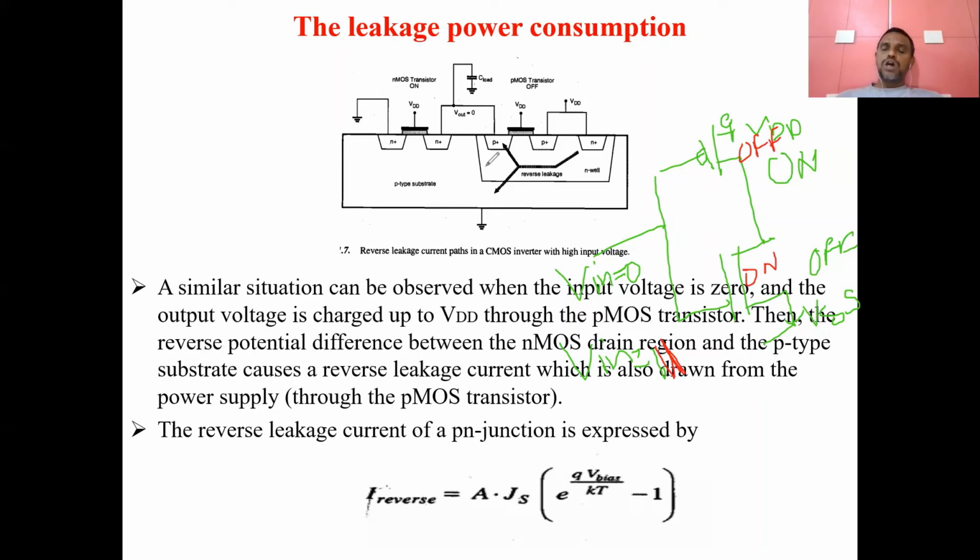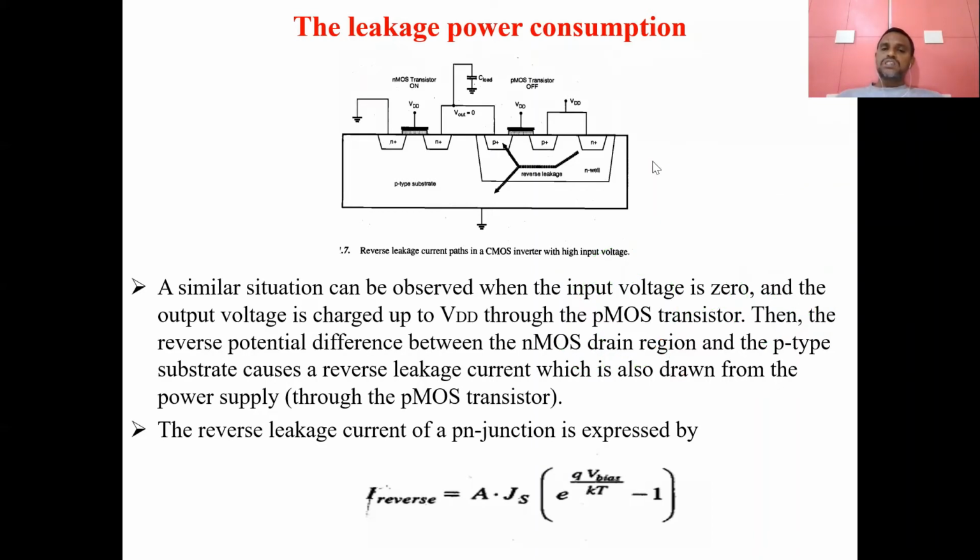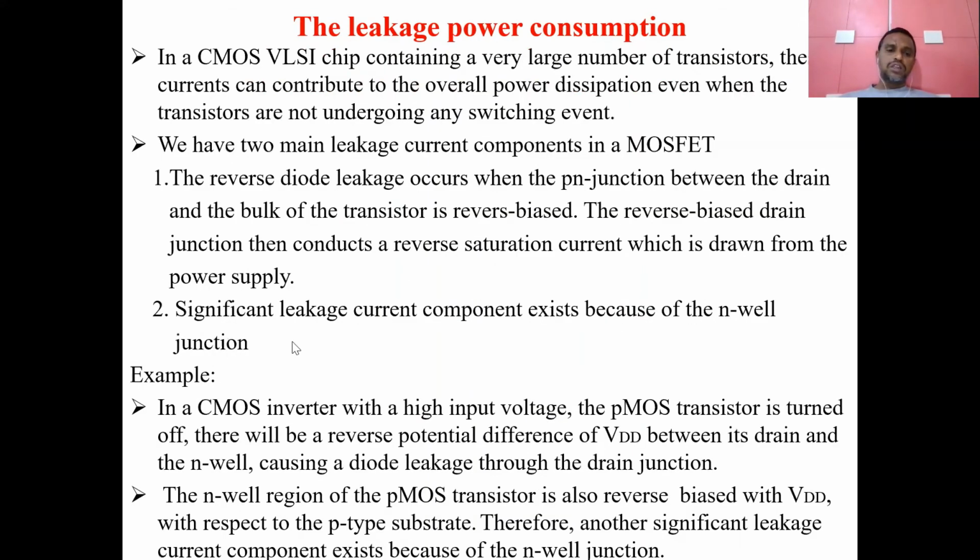So this is about how the reverse leakage current flows in CMOS inverter circuits or CMOS gates. That is what I have given in these two points. In a CMOS inverter with a high input voltage, the PMOS transistor is turned off. There will be a reverse potential difference of VDD between its drain and the N-well, causing a diode leakage through the drain junction. Similarly, whenever the PMOS is in the on condition and the NMOS is in the off condition, we will also consider a leakage power consumption.